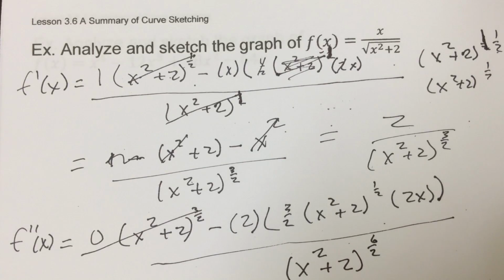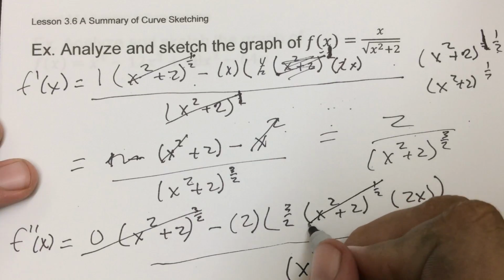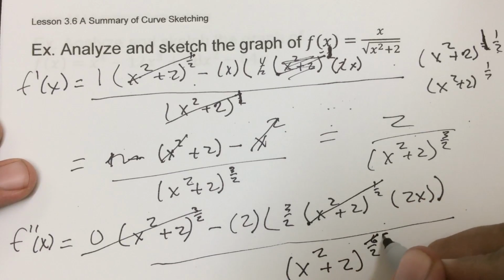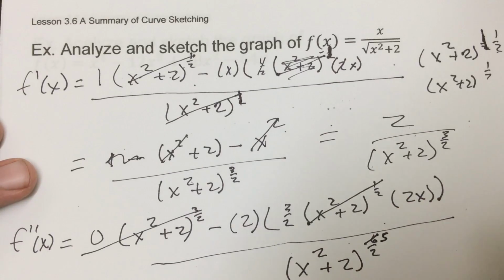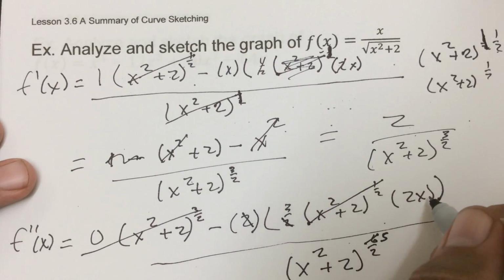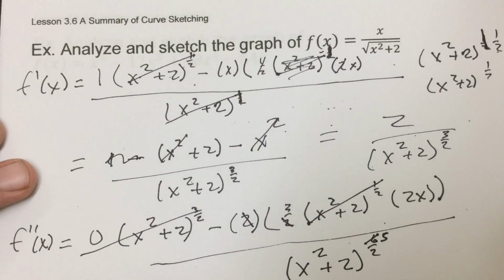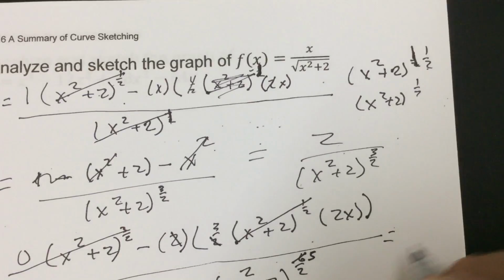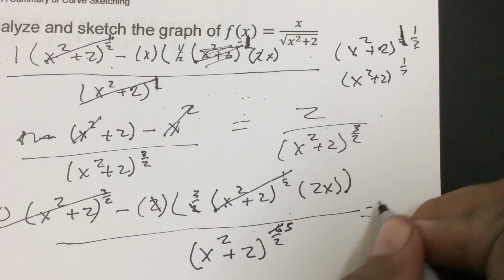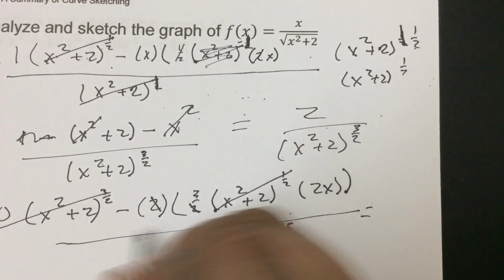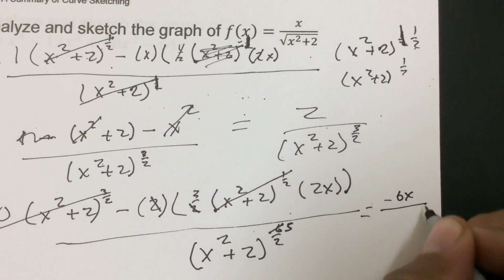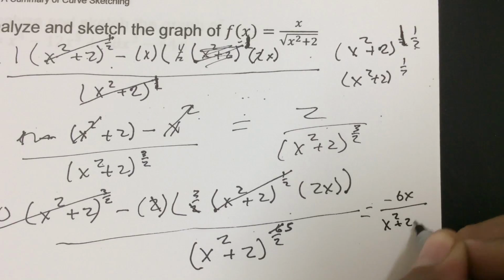And I'm going to leave that like that for the moment for this specific reason. When we cancel this out, that's going to cancel one of those to make it 5/2. We can then cancel the 2 and the 2, and so we'd have 3 and 2x, and it's a minus, which results in, and I can just write it over here, I guess, 2x times 3 would be 6, negative 6x, over x squared plus 2 to the 5/2.